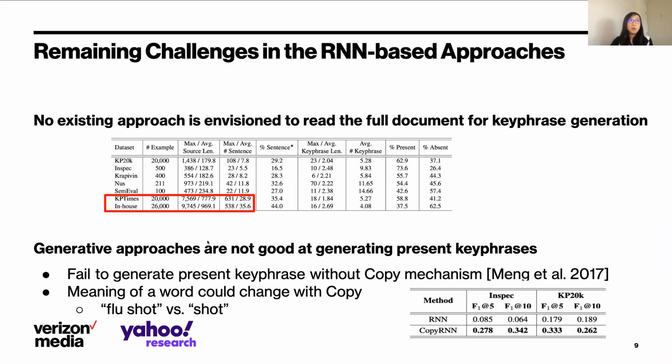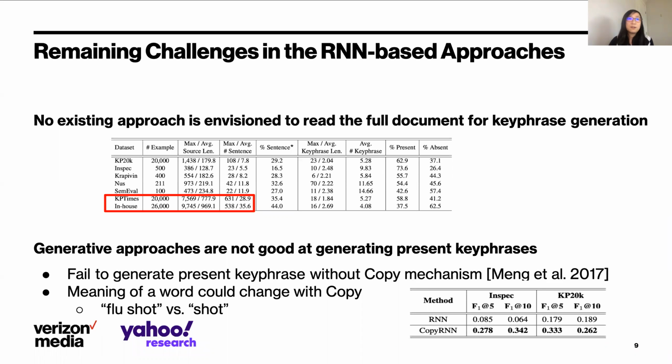Another problem with this generative approach is that they are not very good at generating present key phrases. From the CopyRNN work, they show that if they don't use the so-called copy mechanism, the F1 score on the same data set could drop from 0.278 to 0.08. So that's a very significant difference. And using copy helps to generate the present key phrases.